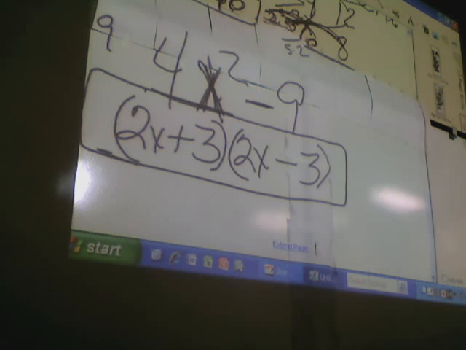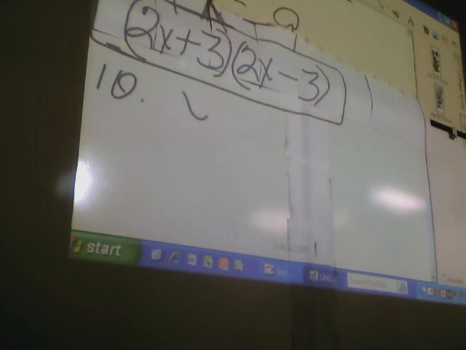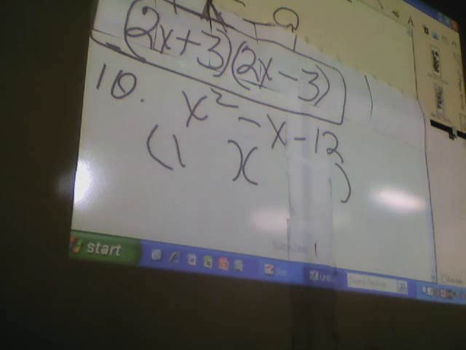Number 10. X squared minus x minus 12. Okay. There's nothing they all have in common. It's not a difference of squares, it's just a straight factor. X squared is x times x. 12 could be 1 times 12, 2 times 6, 3 times 4. You need it to subtract to give you a 1. There's not a 1 there, but you actually want a negative 1 because there's a minus here. So subtract to give you a negative 1.